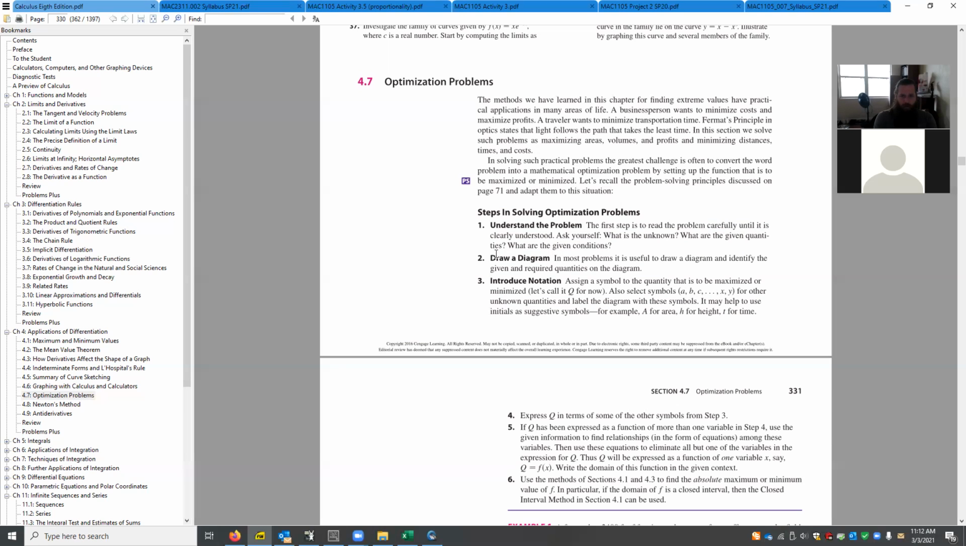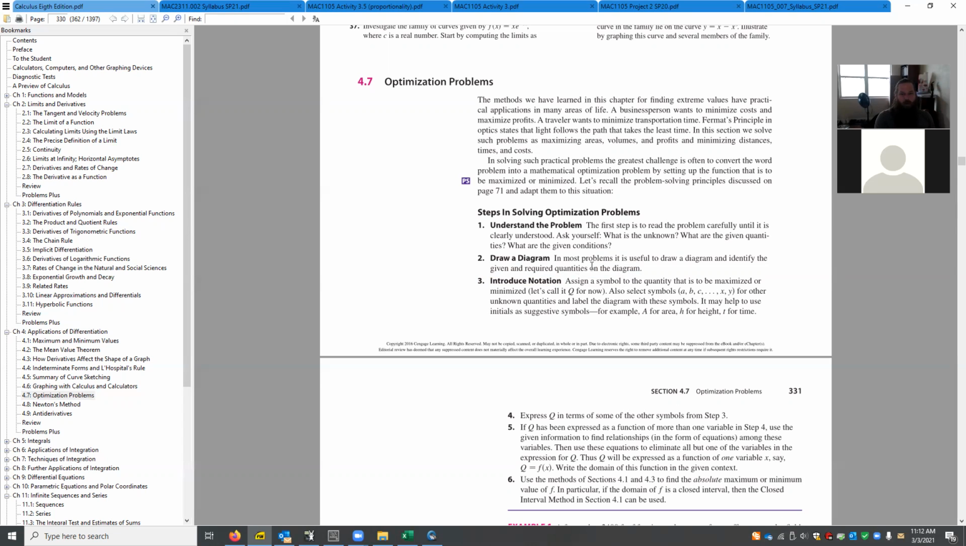Along with that, or really along the way to doing that, you're going to draw a picture, right? Drawing a picture is usually helpful for understanding the problem. And crucially, you're going to introduce notation. So you're going to have to assign variables, just like in the related rates problems. You're going to have to call this distance X, call this distance Y, and so on.